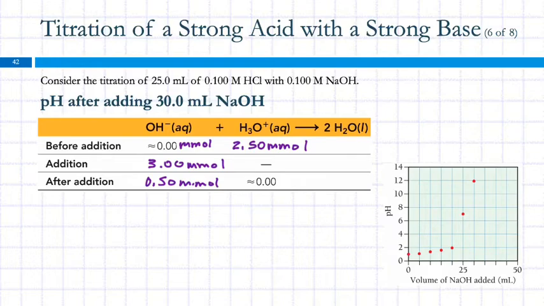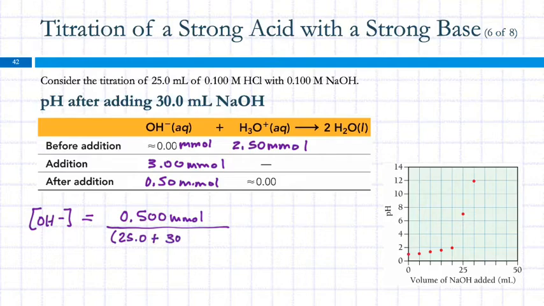Because this is important. Okay, so we've got half a millimole of hydroxide ions in this solution, which contains 25 milliliters plus 30 milliliters. So we can calculate the hydroxide ion concentration is the amount of hydroxide ions, and we're using millimoles, divided by the new total volume, 25 plus 30 milliliters. And then we get 0.5 divided by 55. 0.00909 and it repeats.